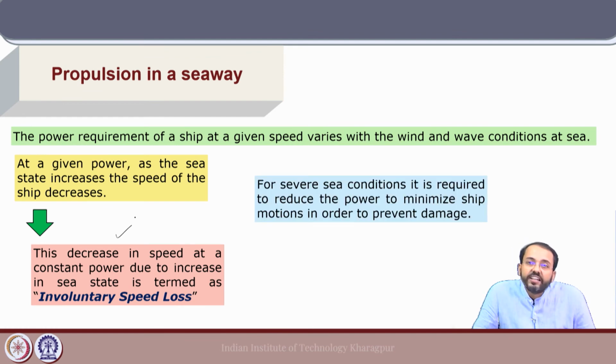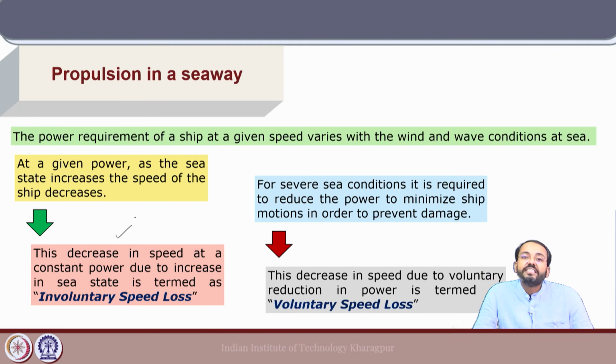On the other hand, for severe sea conditions, it is required to reduce the power by reducing the propeller RPM, because for very severe sea conditions, for high wave heights, the ship motions will be very critical, and very large ship motions can lead to the damage of the ship. This decrease in speed due to voluntary reduction in power is termed as voluntary speed loss.